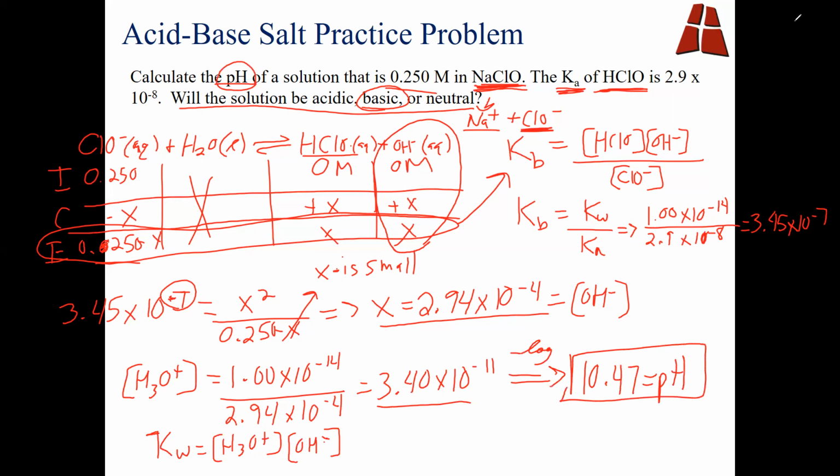Okay. With this, we can go back to the original question that we answered. So will the solution be acidic, basic, or neutral? We said it should be basic, and we do indeed have a pH above 7, so it is indeed basic. Okay? Yeah, basic, as I tend to say.